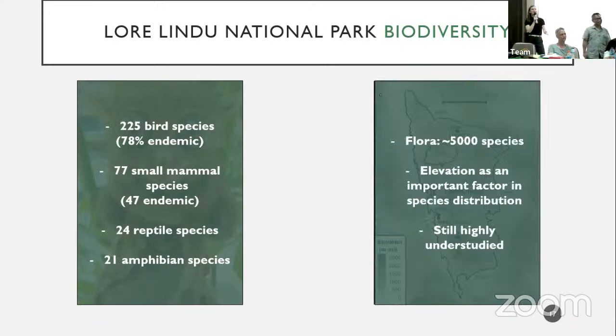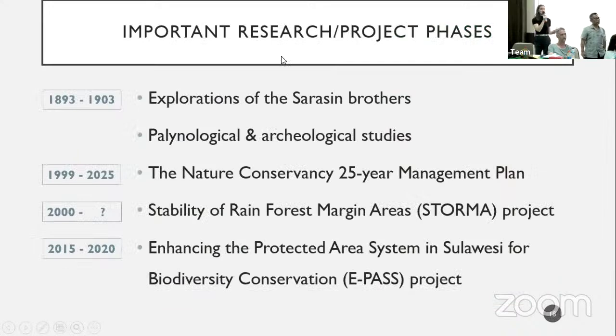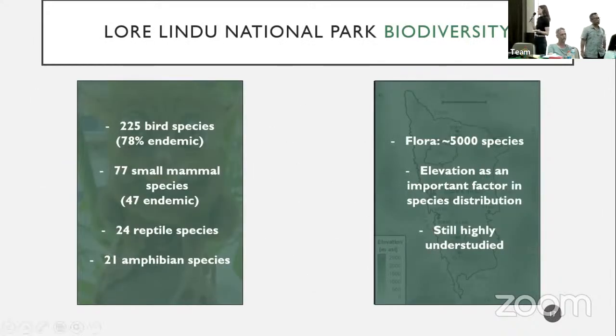Okay, yeah, great. So there's really incredible biodiversity here on the flora side and on the fauna side. There are over 200 bird species, over 70 mammal species, 24 reptiles, and 21 amphibians. Many of these species are not found anywhere else in the world. On the flora side, there are over 5,000 species, but still many more to discover. We know already that elevation is an important factor for species distribution, and that there's still much to learn.